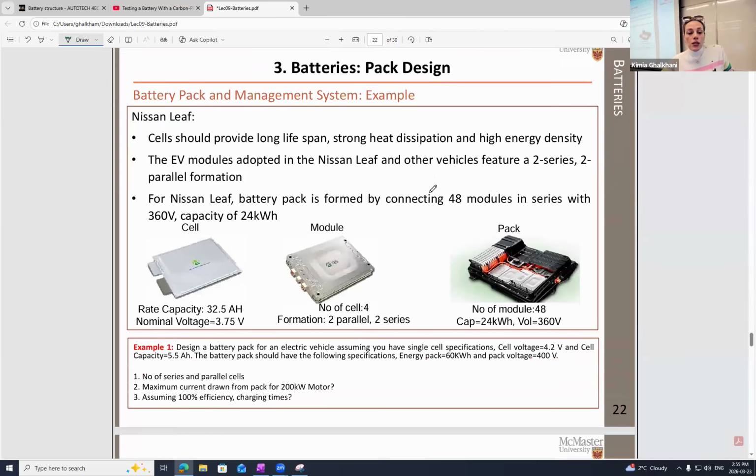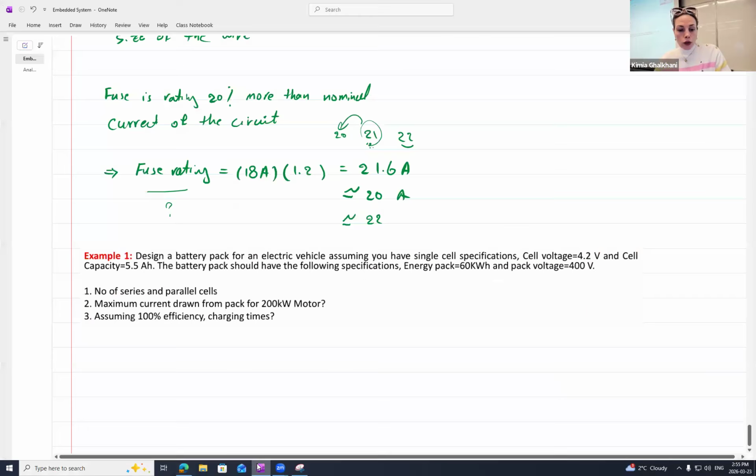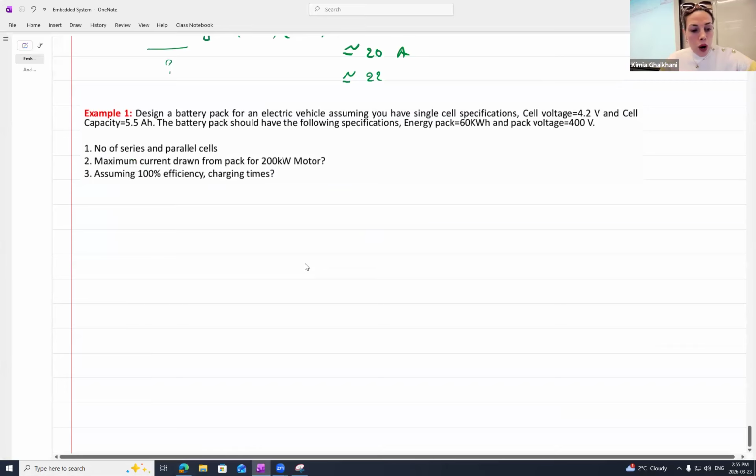These are two different things. So now you can see here, for example, the Nissan Leaf has 48 modules in series connection, and they are looking for the capacity to be 24 kilowatts. And you can create something similar by connecting the modules in either series and parallel connection or a combination of both to build such a battery pack. So I'm going to go to OneNote and start solving this problem for you.